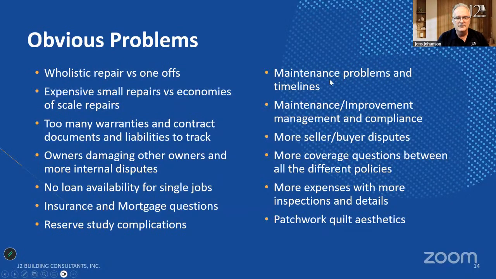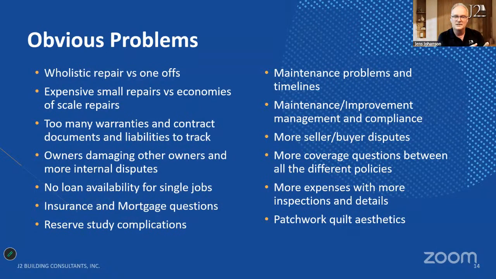Maintenance problems and timelines. Do clients understand sealant needs to be replaced every 7 to 10 years? Deck membranes every 5 to 10 years. Does everybody know that? Is that widespread or do we have to tell them? We're going to have more seller-buyer disputes. The seller is going to quickly replace their windows and tell the buyer, hey, I got new windows.